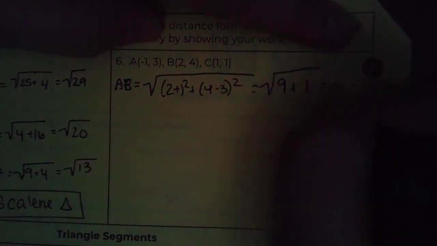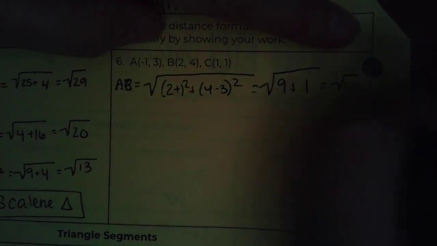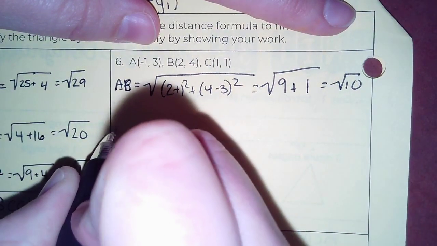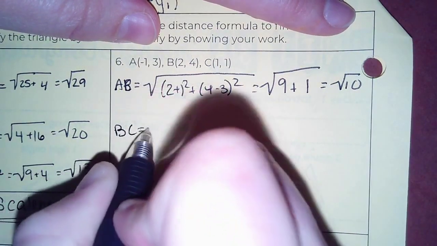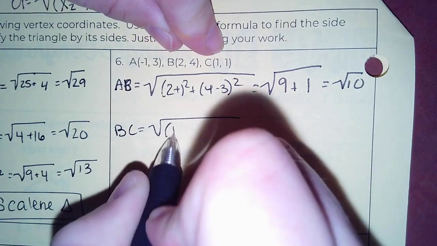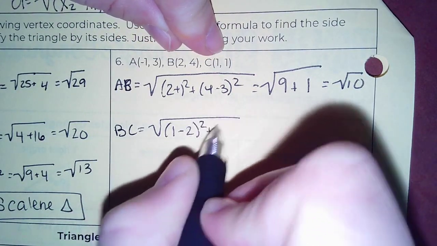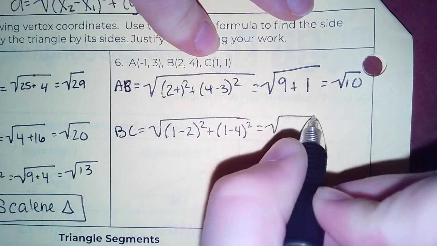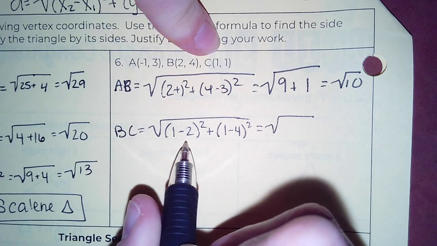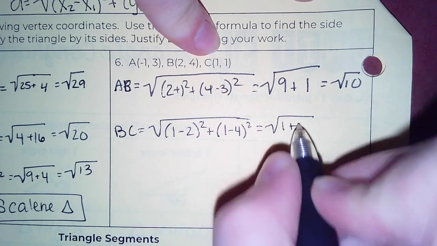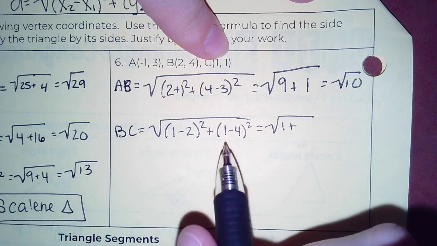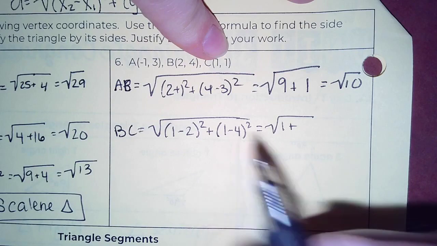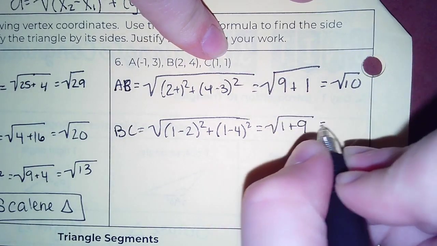So I have square root of 10. Then I have BC, square root of 1 minus 2 squared plus 1 minus 4 squared. 1 minus 2 is 1. 1 squared is still 1 plus 1 minus 4 is 3. 3 squared is 9. Square root of 10.